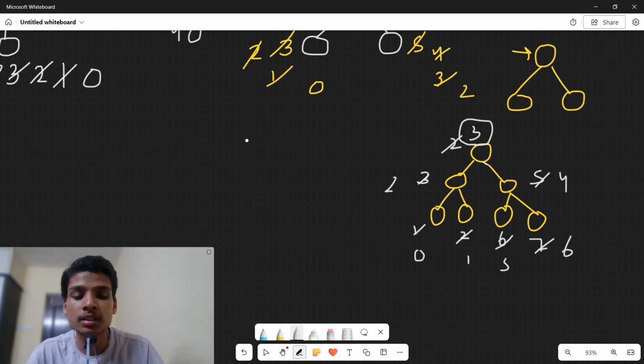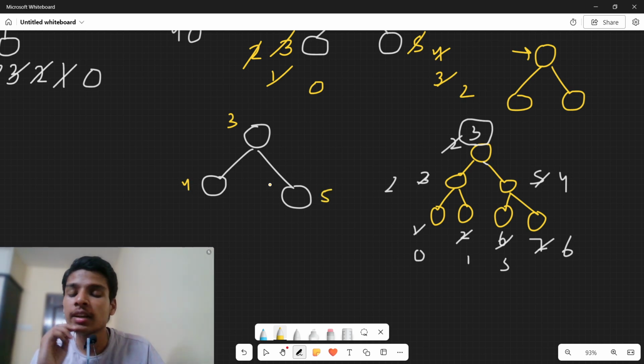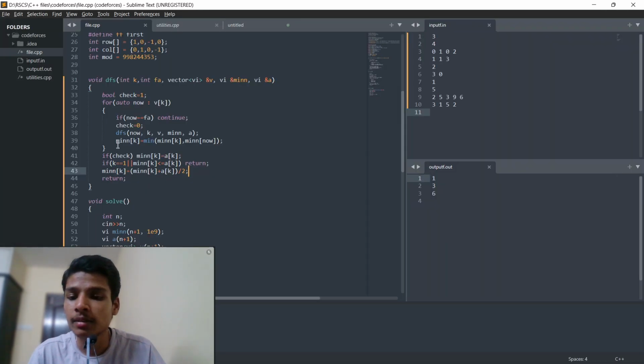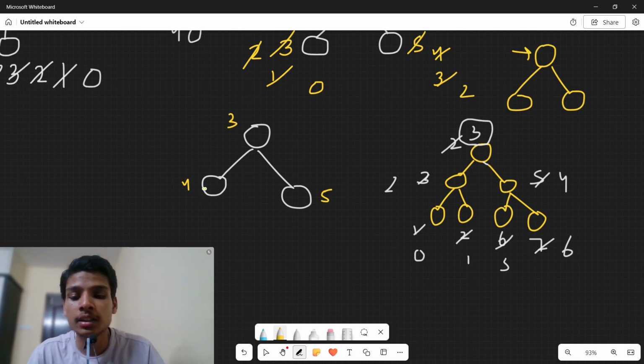For example, let's check the same case again. This is the root, this is another child, this is another child. This is 3, this is 4, and this is 5. If there are no children of that node, I will simply return its value only. So what is its value? That is 4. Return 4. Return 5 from here.